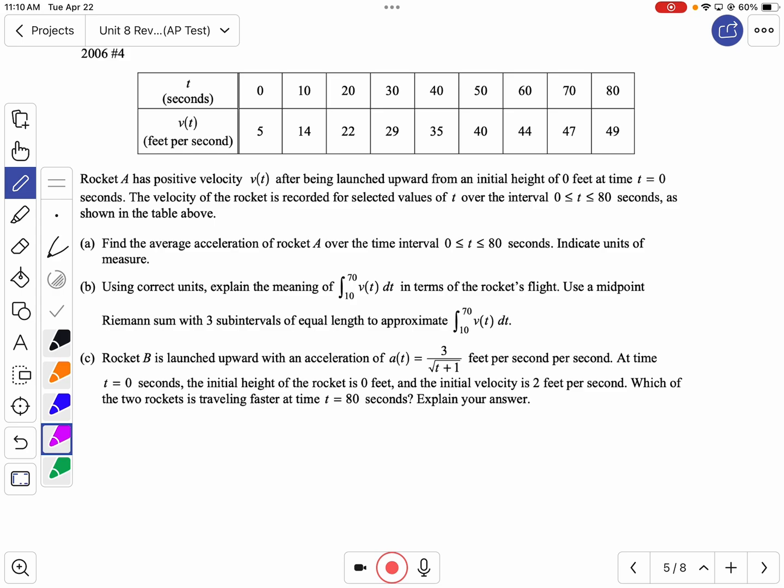Rocket A has positive velocity v(t). After being launched upward from initial height of 0 at time t equals 0, the velocity of the rocket is recorded for selected values of t over the interval from 0 to 80, as shown in the table. Find the average acceleration of rocket A over the interval from 0 to 80. Indicate units of measurement. What does it want you to do?